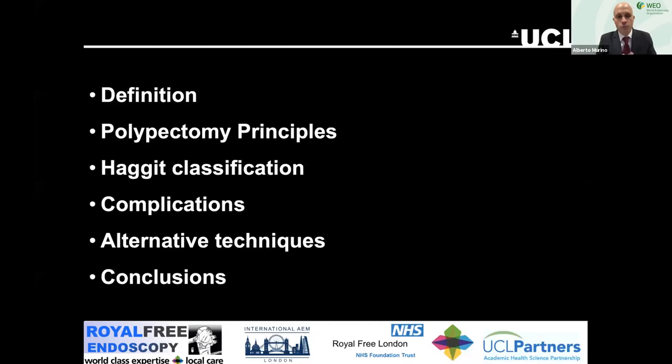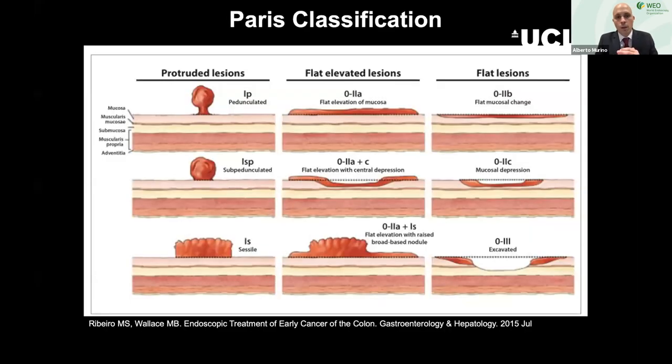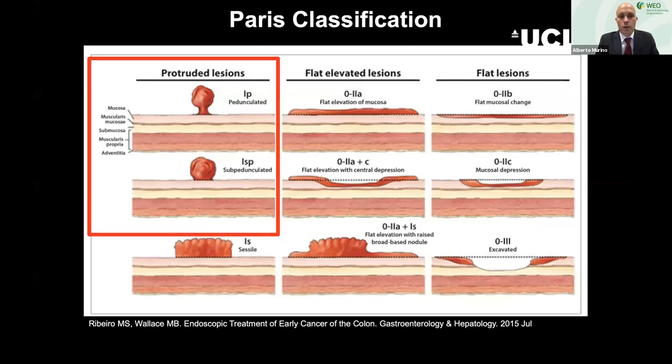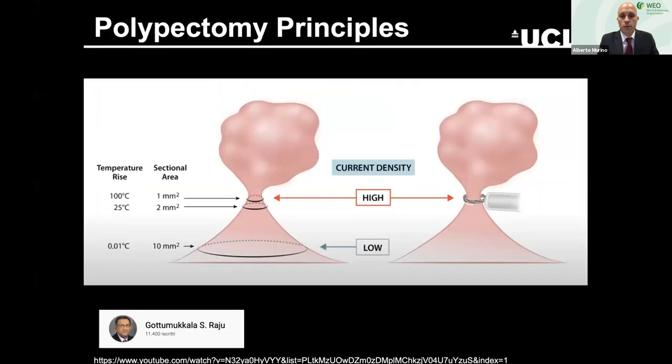So I'm going to speak about pedunculated polyp treatment. We'll start with definition, polypectomy principles, Haggitt classification, complications, alternative techniques, and conclusions. First of all, we need to characterize the lesion. A pedunculated polyp, also called Ip lesion, has a clear and long stalk, while a subpedunculated polyp has a short and wide stalk.